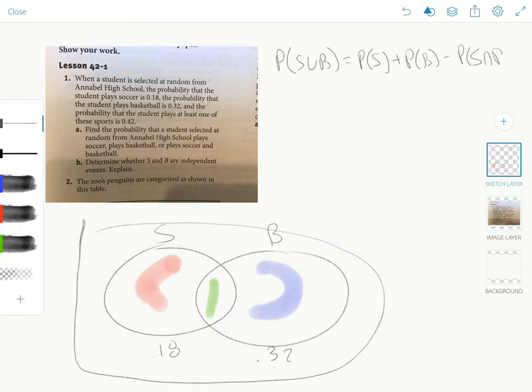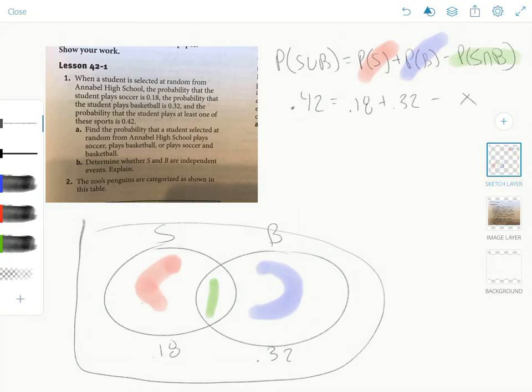This is the addition rule. And I will color code everything for you here. Soccer, basketball, intersection, and we are interested in the union. In fact, we know the union. It's the probability that a student plays at least one of these sports, which is 0.42 or 42%. So then we just fill in the rest of the values accordingly.